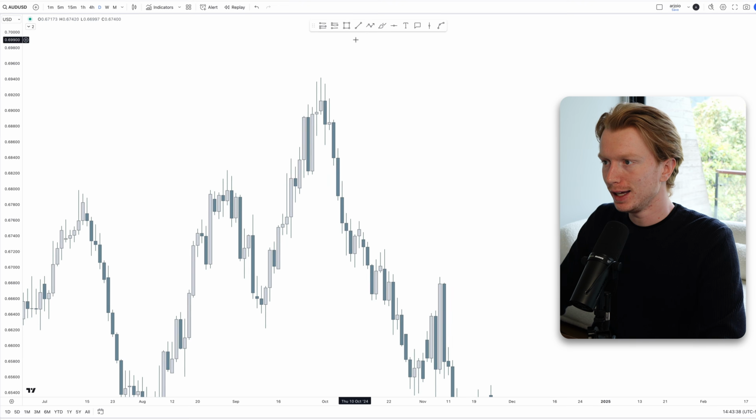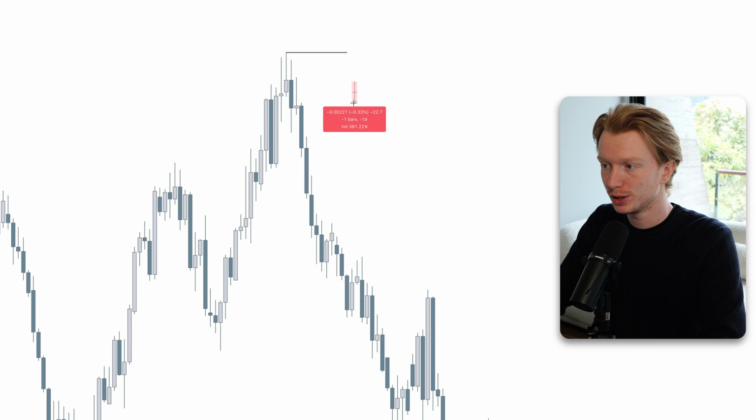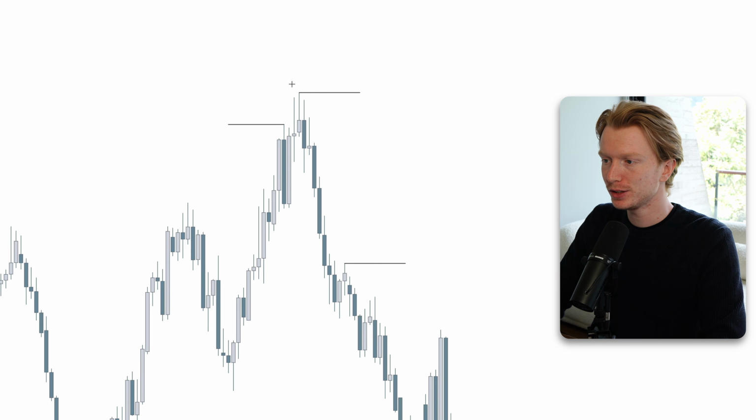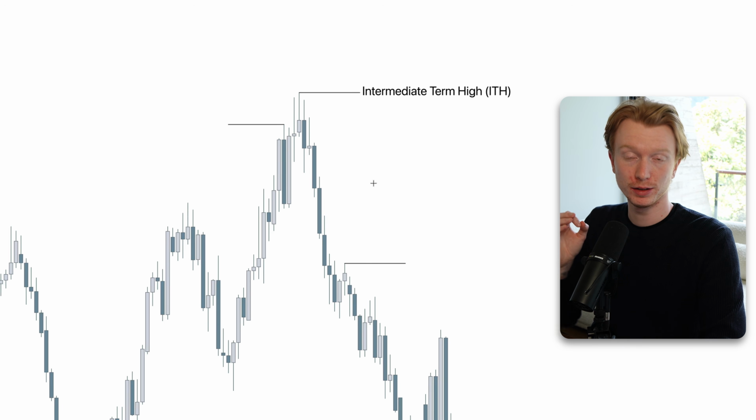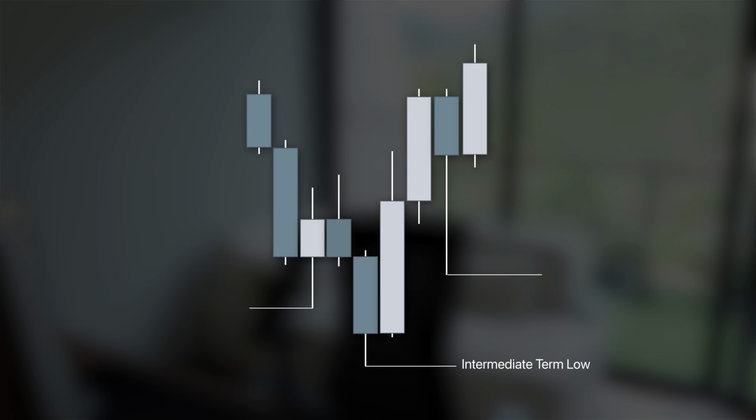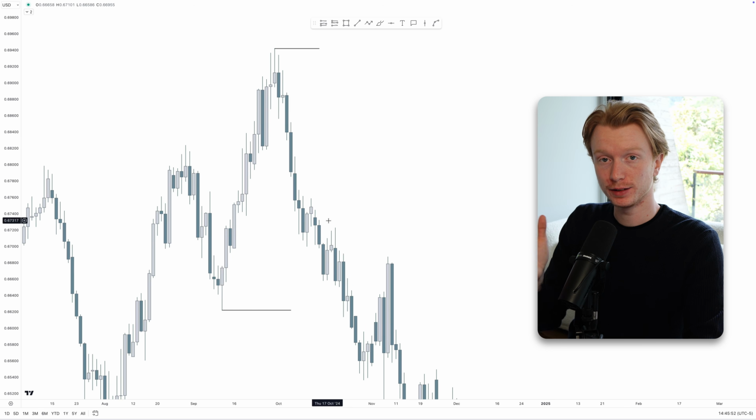An intermediate term high is a swing high, like we see right there, with a lower swing high to the left of it and a lower swing high to the right of it. That makes the swing high right there in the middle an intermediate term high. Inverse that and you have an intermediate term low. I like to call these the outsiders of the market. What we're currently looking at is the daily time frame.